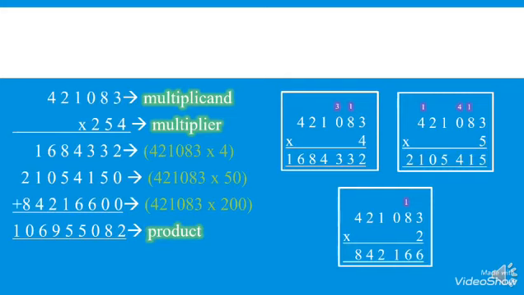4 plus 4, 8. 8 plus 6 will be 14. 14 plus 1 will be 15. You will write 5, 1 will be carry. 8 plus 5 will be 13. Plus 1, 14. Plus 1, 15. You will write 5, 1 will be carry.